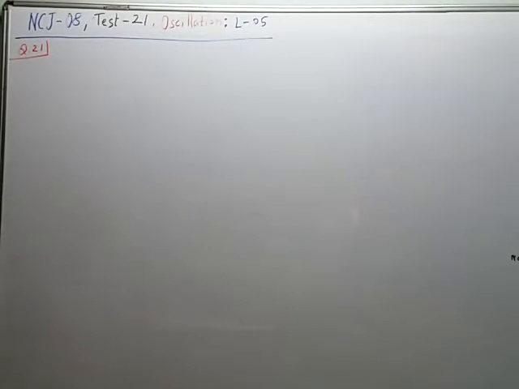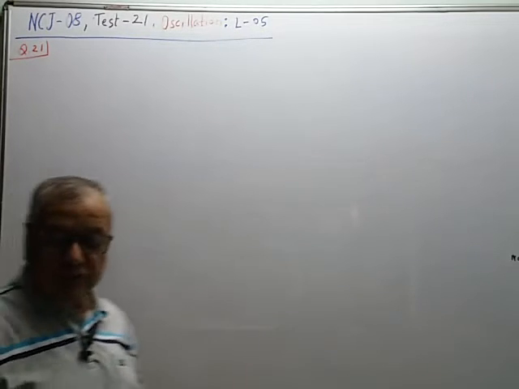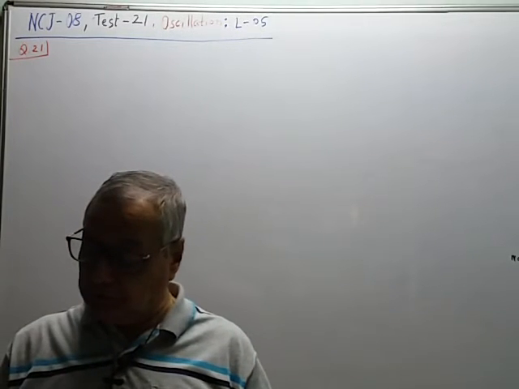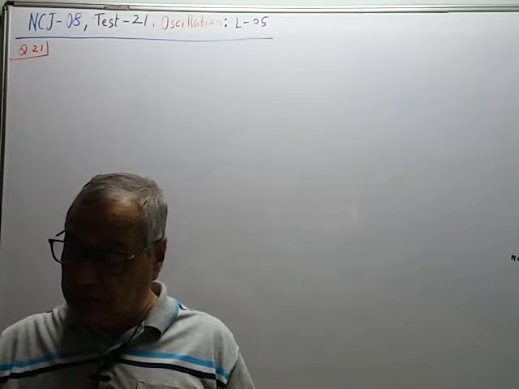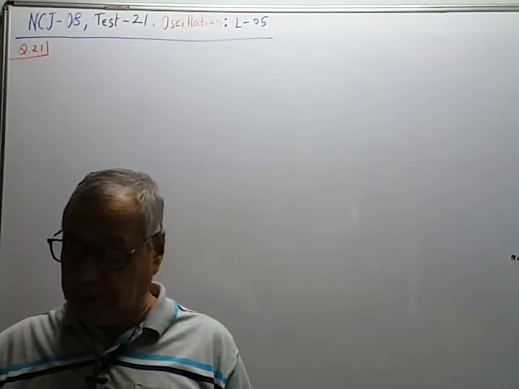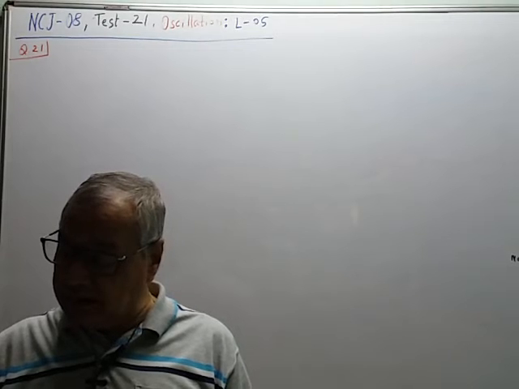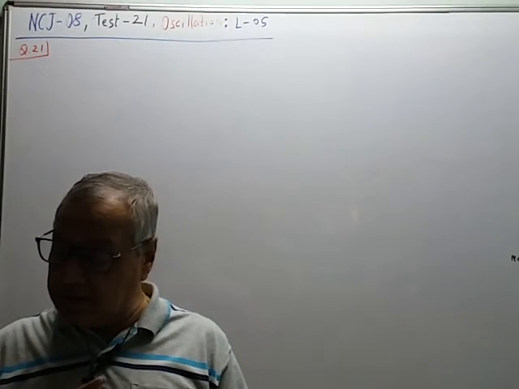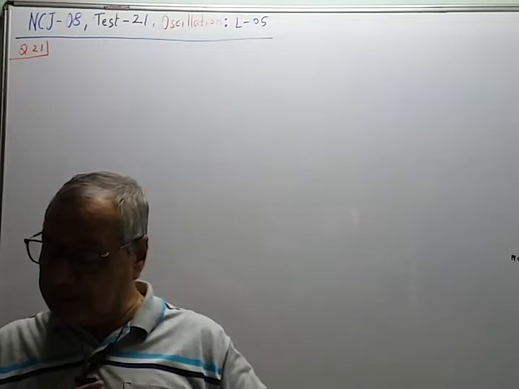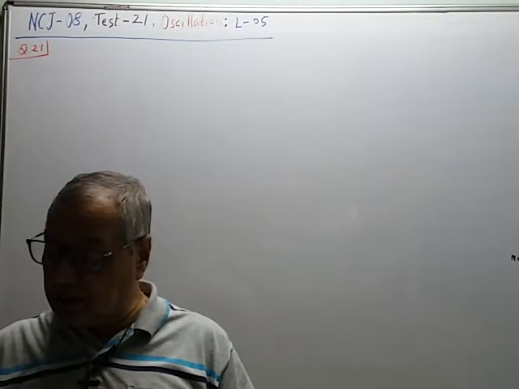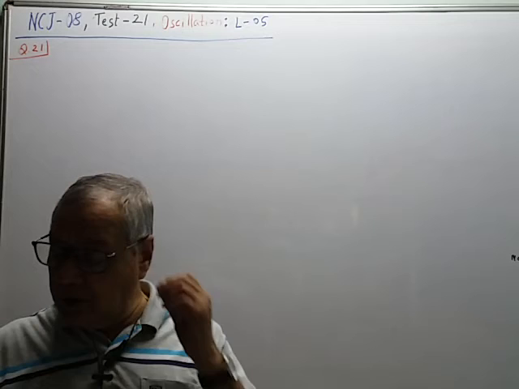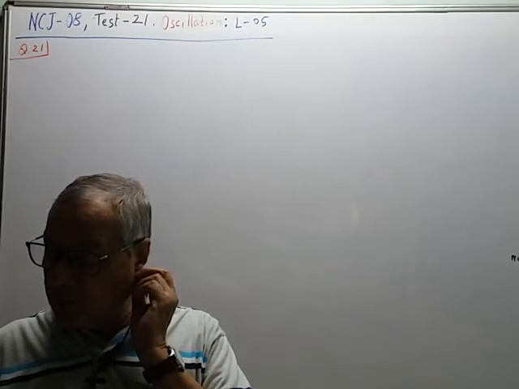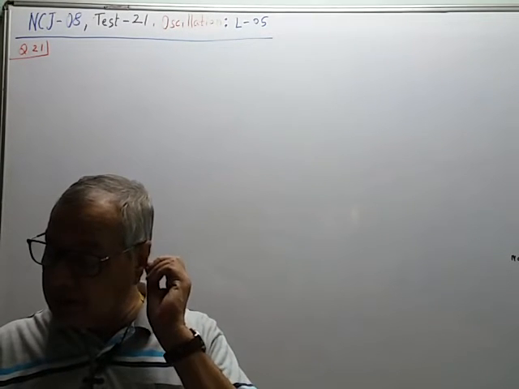So let us see this next question, MCQ question 21. A simple pendulum is suspended from the ceiling of a lift. When the lift is at rest, its time period is capital T. With what acceleration should the lift be accelerated upward in order to reduce its period to T by 2? G is the acceleration due to gravity.